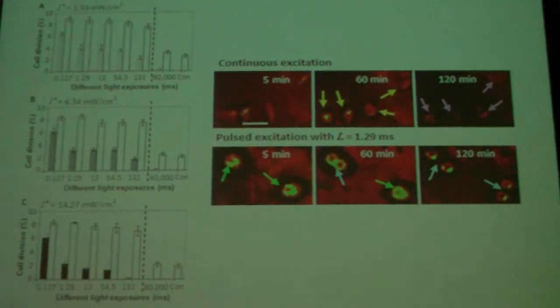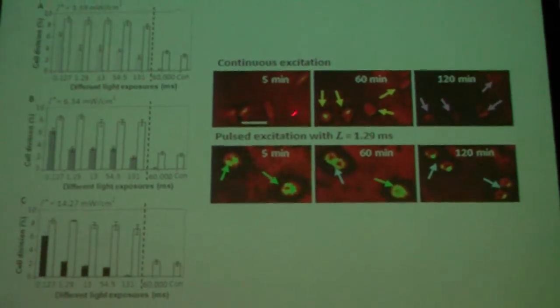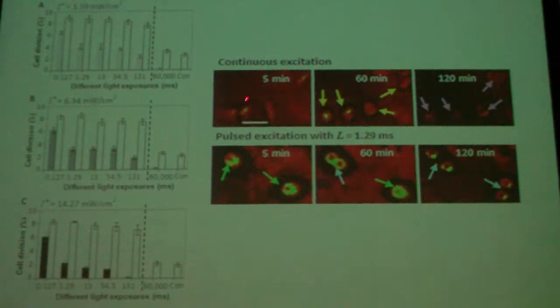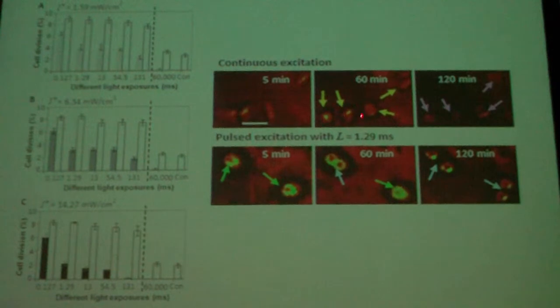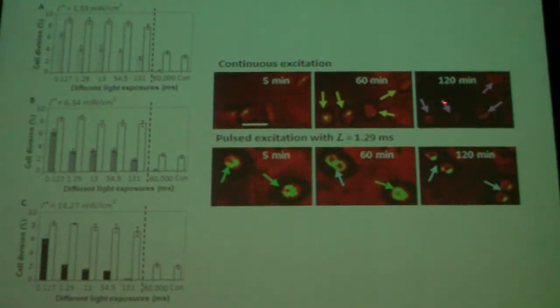And here you can see the image. This one was taken under the continuous excitation. This one was under the low pulse duration of 1.29 milliseconds. The cells are healthy and they go through the mitosis and finally they divide. But in the continuous case, at the beginning they are healthy. After 60 minutes, they round up, and after 2 hours, they finally go to apoptosis.